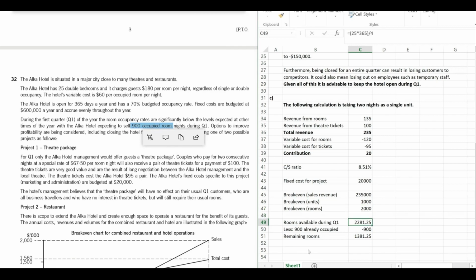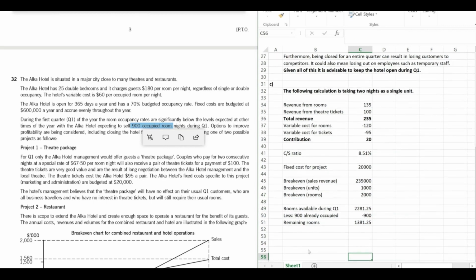But notice the numbers, right? If we had mistakenly assumed it was 1,000 rooms, forgetting to multiply it by 2, then we would have said, oh yeah, there's enough rooms, they should go for the project. The fact that we remember to multiply by 2 means, oh no, there aren't enough rooms, and furthermore, we remember to take out the 900. If we had not taken out the 900, then this value would mean that there were still enough rooms, right? So there's a lot of tricks that the examiner put here for you to potentially lose marks. So remember, we need to be careful.